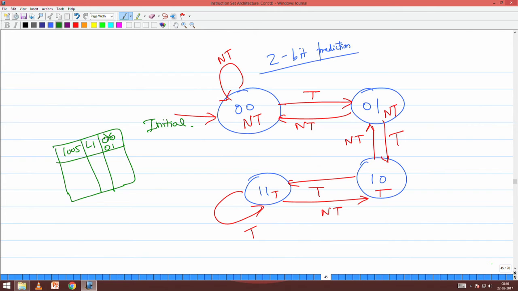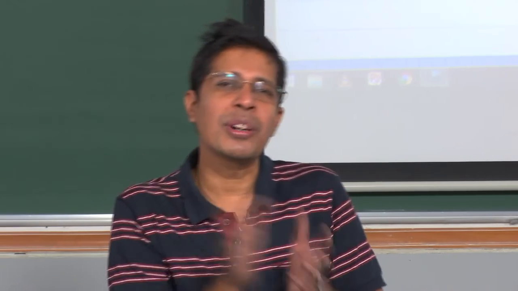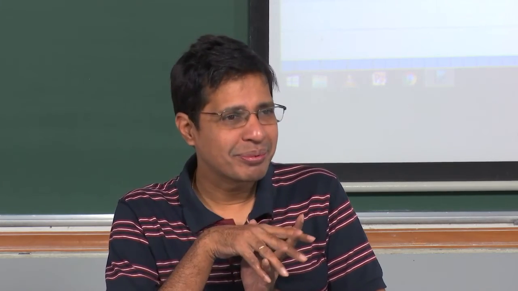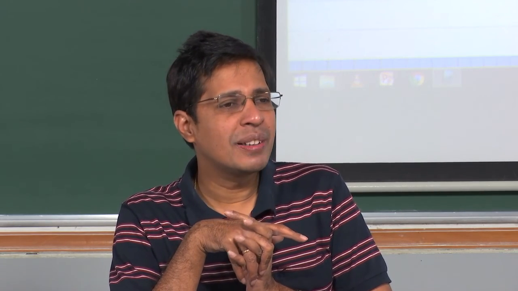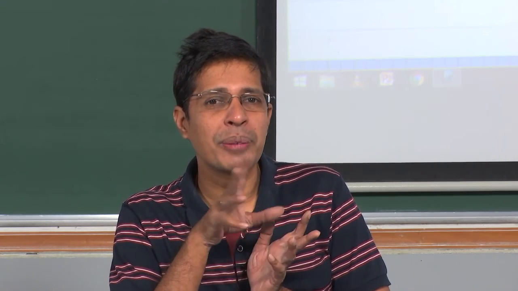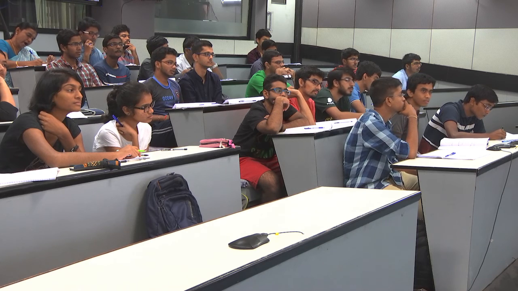So at least 2 times I have to see not taken so that I decide on not taken, right. And at least 2 times I have to see taken before I decide on taken. In the previous case I just saw it once, if it is taken, okay, I agree with him. Now I say let him do it twice, then I will agree with him. So can you give me an example where 1-bit prediction becomes stupid but 2-bit prediction becomes better? An instance where 1-bit prediction screws up while 2-bit prediction will work?